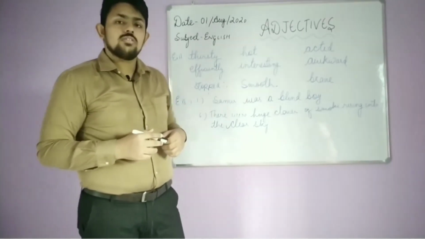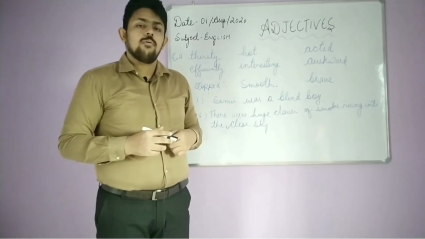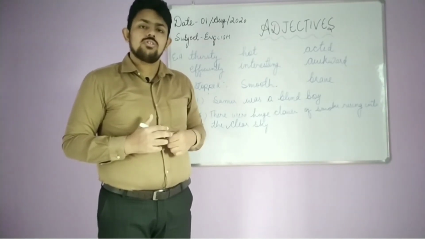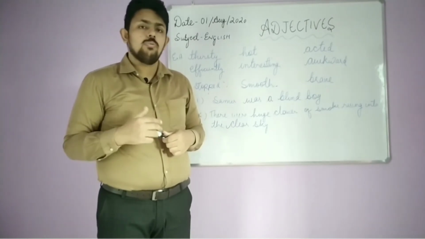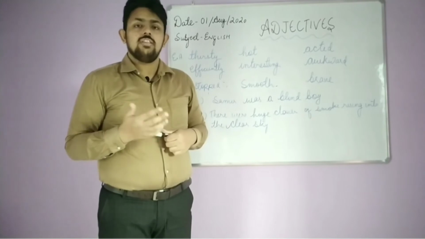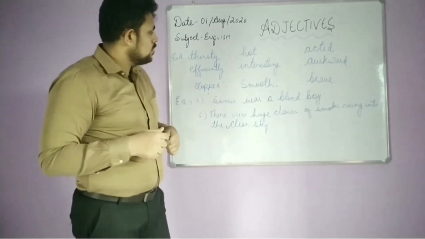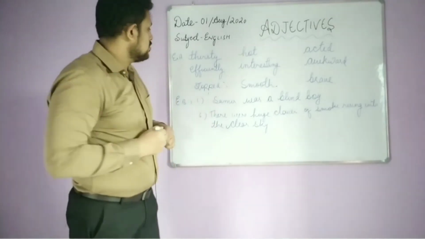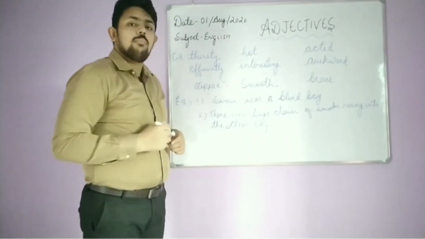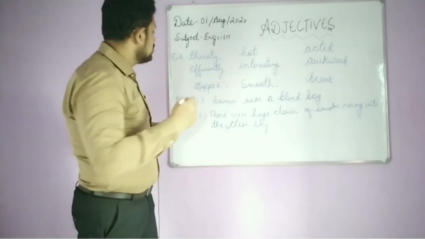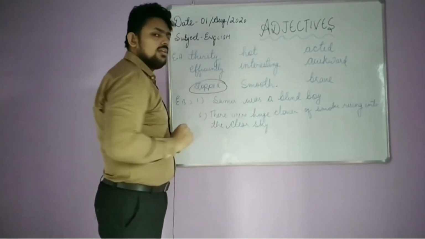Efficiently: you must do the work efficiently. The work was done very efficiently in the notebook. If you do your work efficiently, then only you will progress. So this is an adjective that is defining some noun, so it is also an adjective. But stopped is not an adjective, it is a verb. So you will put a circle over it.